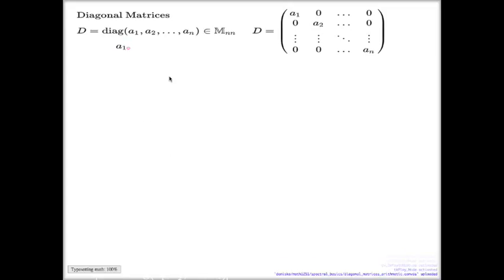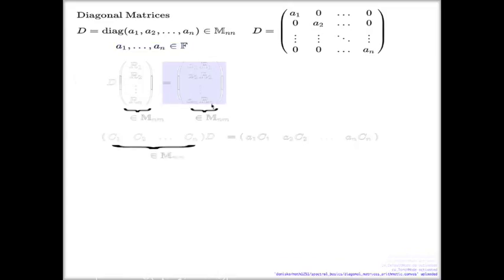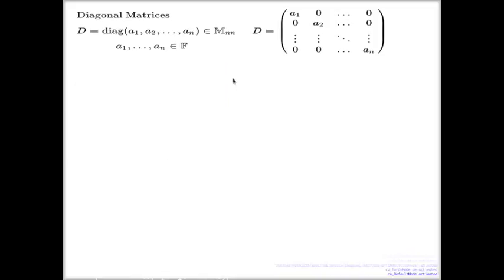Here, the entries are of course not necessarily real numbers. Any field of numbers will do. Remember, F all the time represents three possible fields of numbers: either rationals, reals, or complex numbers.